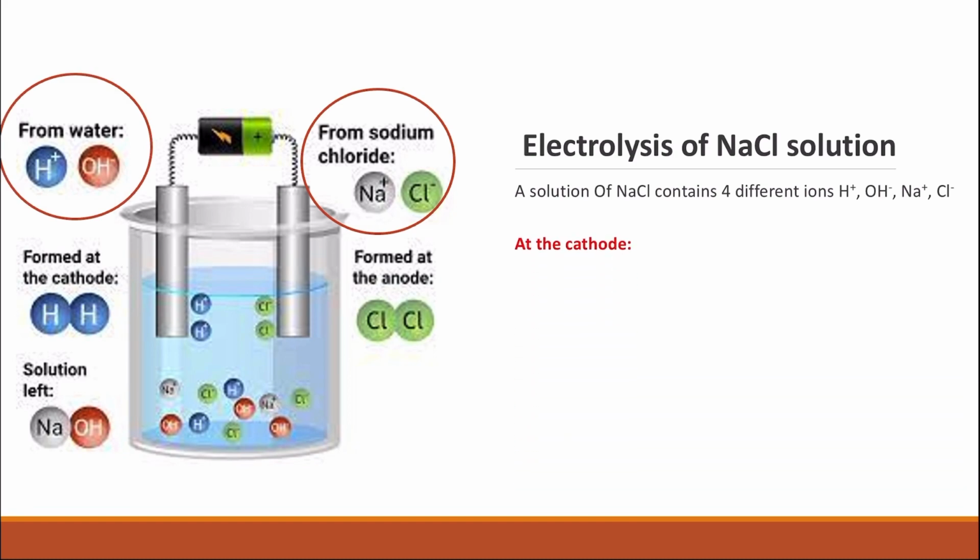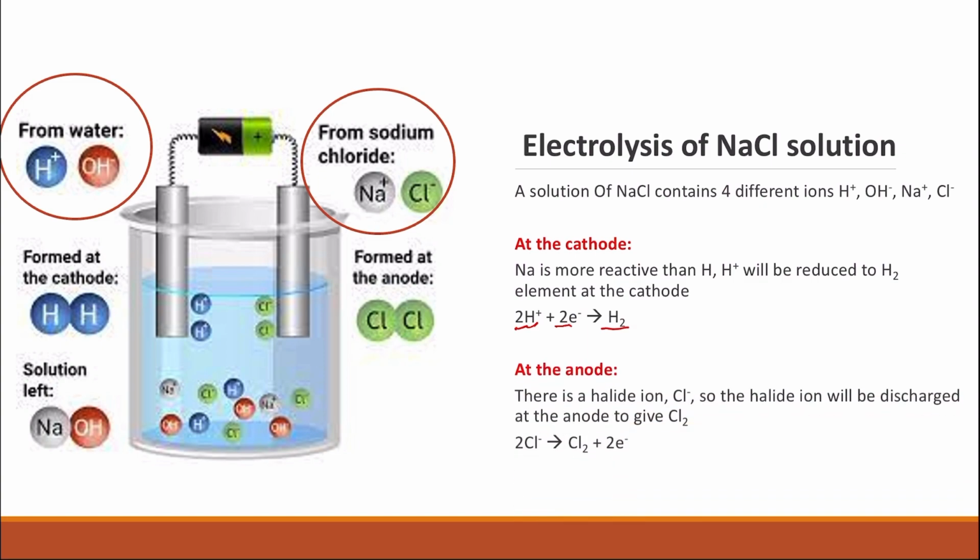At the cathode, we have sodium. Sodium is more reactive than hydrogen in the reactivity series. So hydrogen will have the priority. Now the hydrogen ion is the one that's going to be reduced at the cathode. So hydrogen will be reduced to give the hydrogen element, and hydrogen gas will be produced. So the half ionic equation, two hydrogen ions with two electrons, will give you the elemental hydrogen.